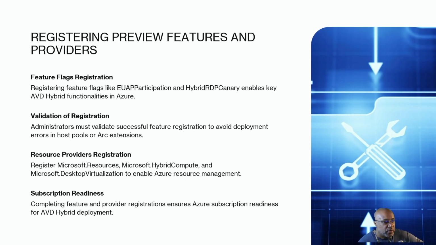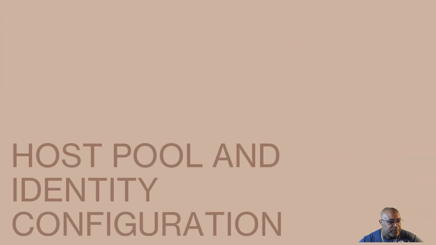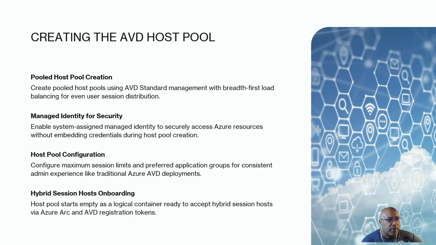Part of getting this going is that you have to prep your Azure environment for AVD Hybrid. So you have to go and register a couple of different services, a couple of different resource providers, just to make sure your subscription is ready. Host pool and identity creation. So now that we've got through what you need for the subscription, let's actually get into creating the host pool, which is the first part of getting going with this. So let's go ahead and do that.